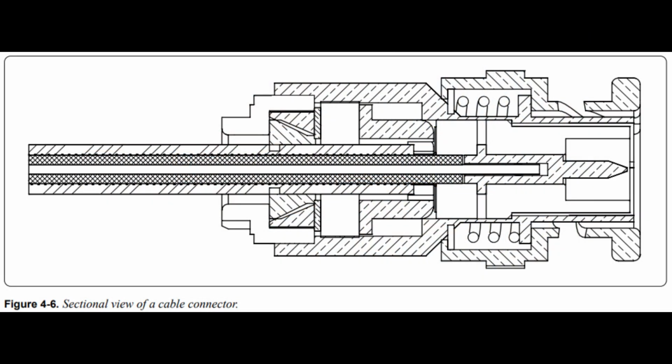Full section. A full section view is used when the interior construction or hidden features of an object cannot be shown clearly by exterior views. For example, Figure 4.6 is a sectional view of a cable connector and shows the internal construction of the connector.